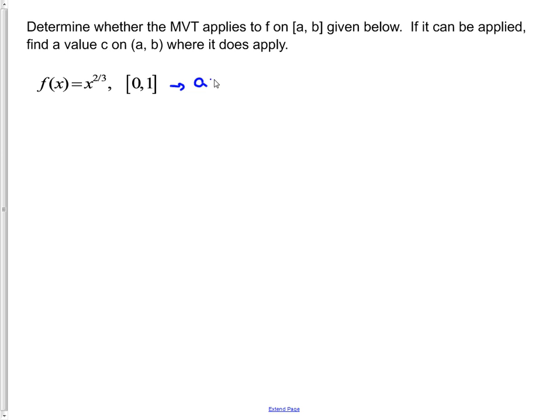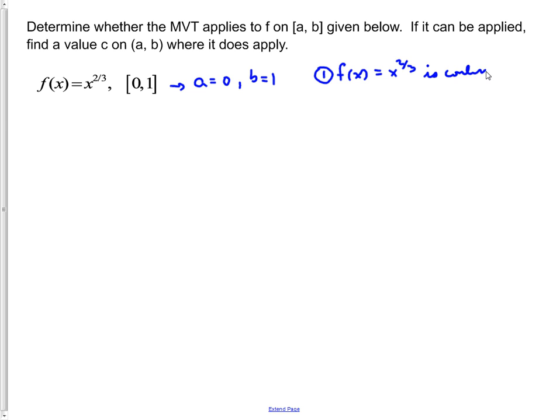We're talking about a being 0 and b being equal to 1, and we want to determine, first of all, whether it meets the conditions for the mean value theorem to be true. And the conditions are that, number one, is f of x continuous on the interval, including at the endpoints? So is f of x equal x to the 2/3 continuous? And the answer to that one is yes. It is continuous at all points.